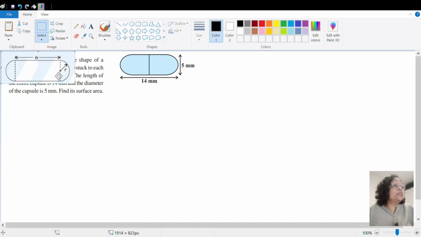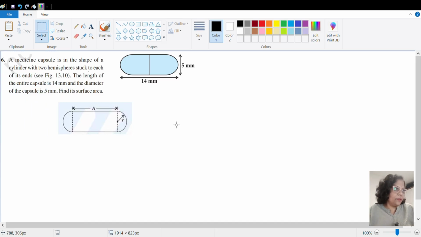This diagram is also given in the textbook, but for better arrangement I have shown you this diagram where you can see the radius is given as r, and this is your height. What is the length of the entire capsule? The length of the entire capsule is given. So from here till here it is given as 14 mm.